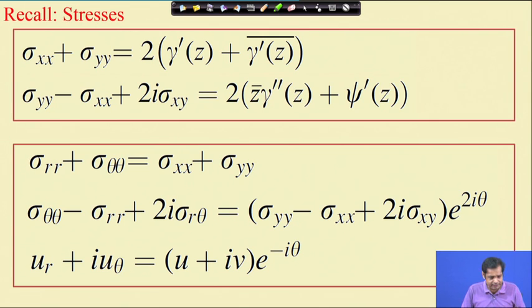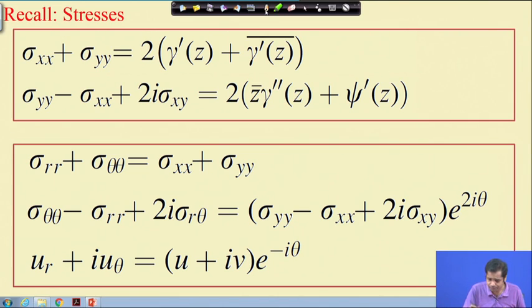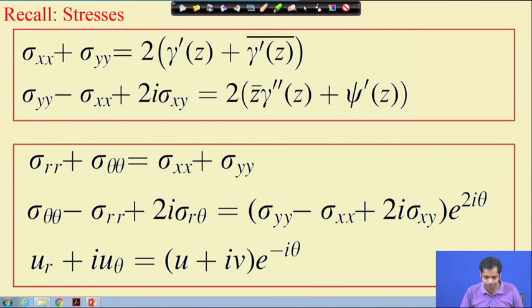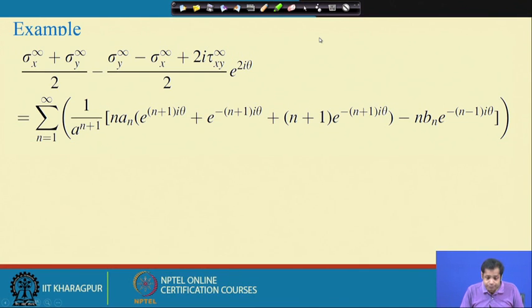Now, once we have that, in this example, what information do we have? You recall that this is the expression for stress in terms of this potential, and if you use the polar coordinate system, this is the expression of the different stress components in terms of the potential. This part is essentially the same as this part, so this essentially becomes this into e to the 2i theta, an additional 2i theta.